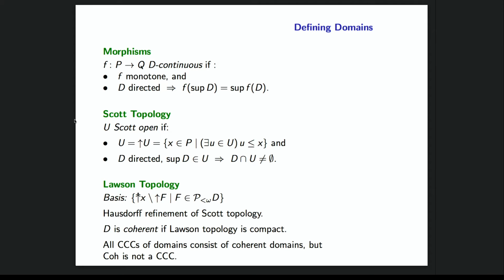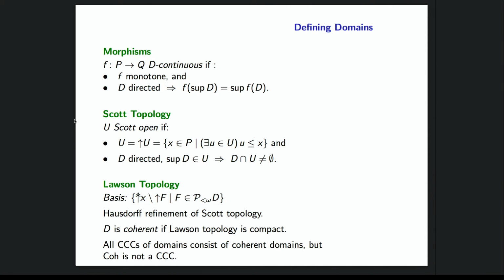And here I'm alluding to them by saying a basis for the Lawson topology is take the basis you have for the Scott open sets, these set of points that a given point approximates, and then throw out finitely generated upper sets. So F is a finite subset of D. So I'm really saying the open lower sets are complements of finitely generated upper sets.